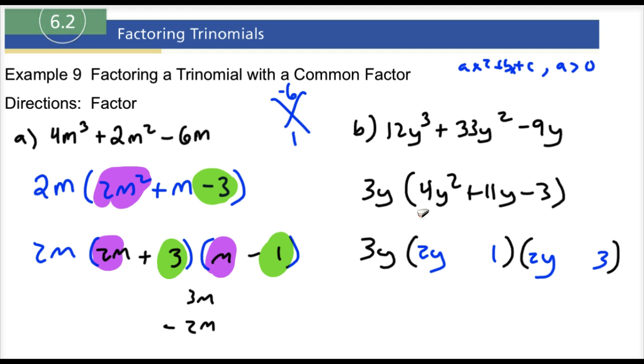So the other thing I could do is make 4y. Instead of making it 2y and 2y, I could just make it 4y and y. 1 times y is y. 4y times 3 is 12y. So that for sure is going to give us 11. And the way that I could do that is this y has to be negative. So that means I'm going to make that a negative 1. And this 12y has to be positive. And that would do it for me right here.